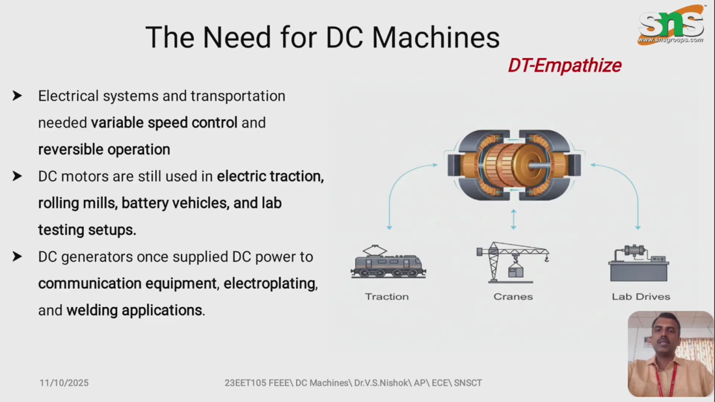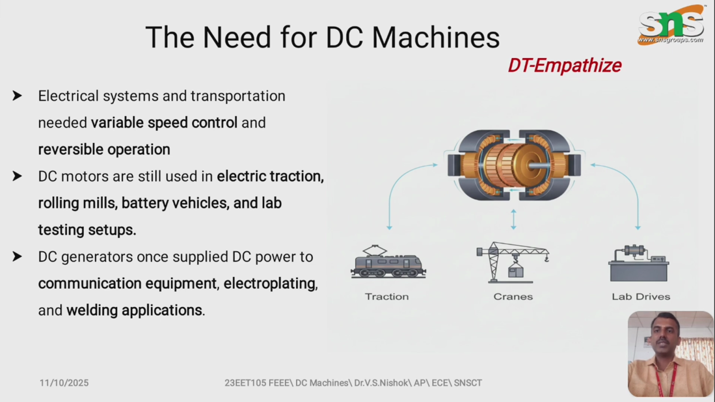Initially, the electrical machines are classified based on the AC and DC supply. So whichever machines work with the DC supply are called DC machines. This is further classified as DC generators and DC motors. Here these generators and motors are both useful in variable speed control and reversible operations.